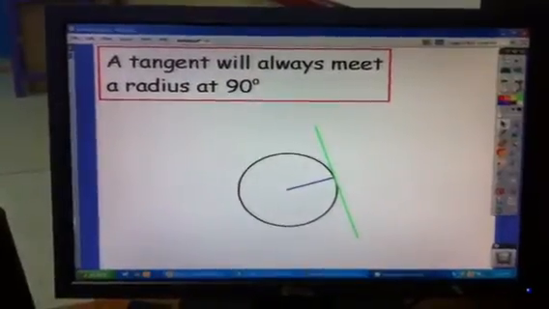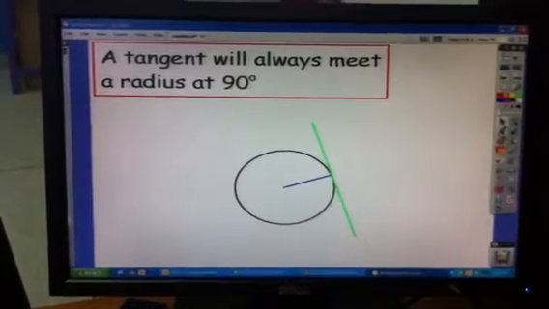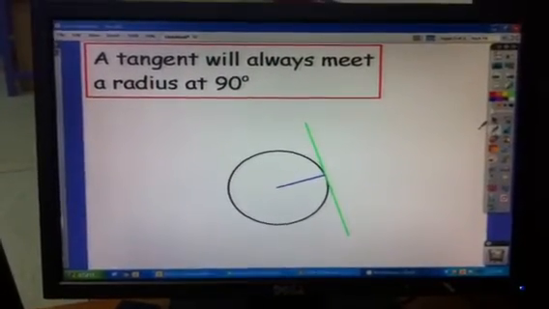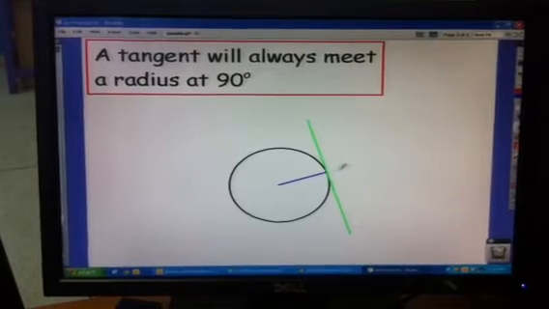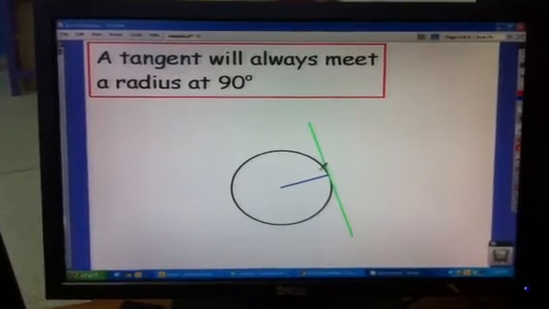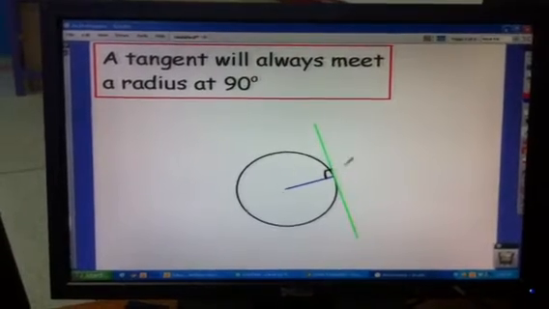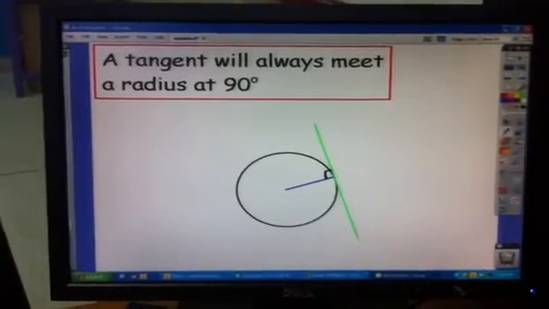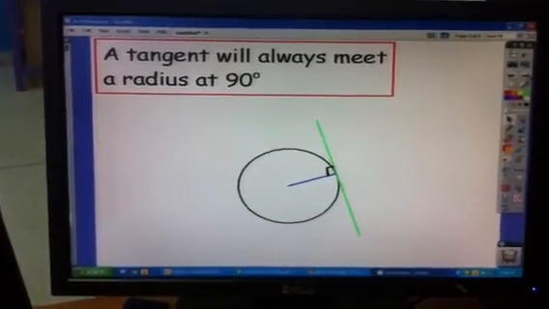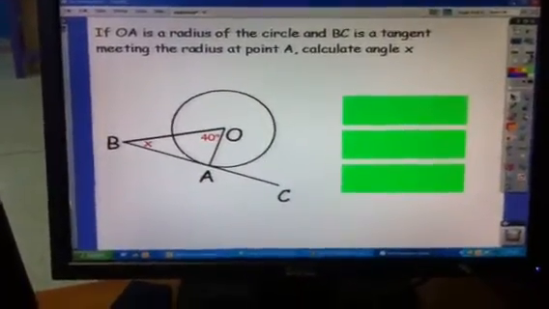So circle theorem 1 that you need to remember: a tangent will always meet a radius at 90 degrees. So the angle between the blue line, the radius, and the green one, the tangent, will always be 90 degrees. So let's look at an example.